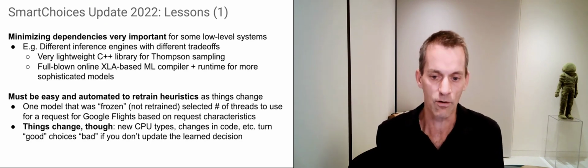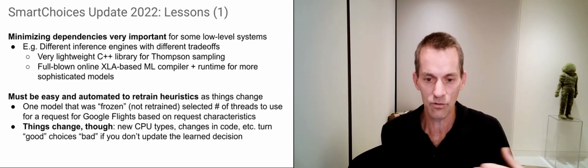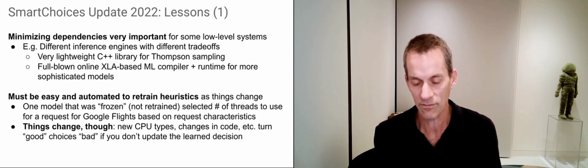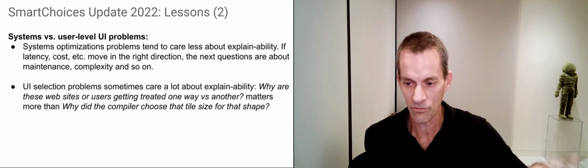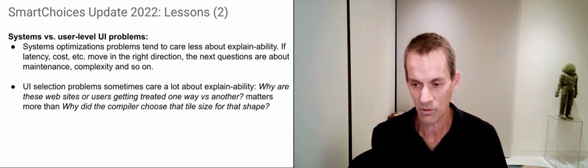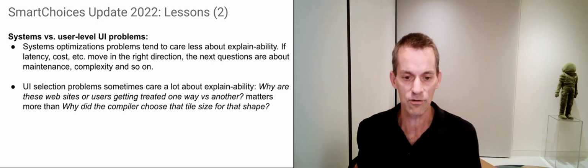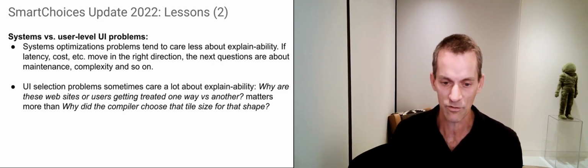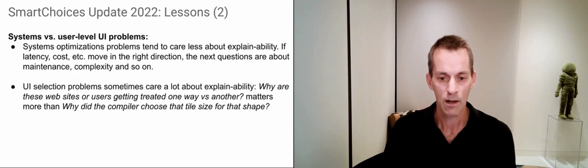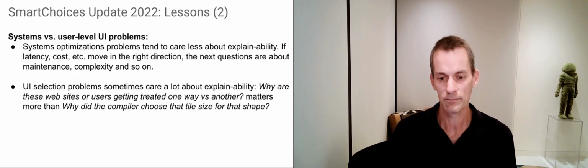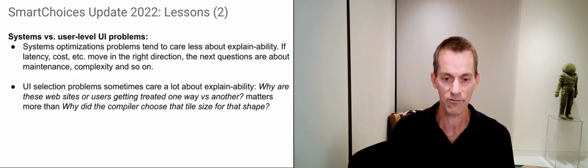But things change. So over time, as the Google Flights system started to run on new CPU types in different data centers, or there were changes in the overall code to make certain things more or less expensive, that can turn good choices for how many threads to use into bad ones if you don't update the learned decision. And so we've been really erring on the side of generally trying to have fairly online retraining of heuristics rather than freezing them forever.